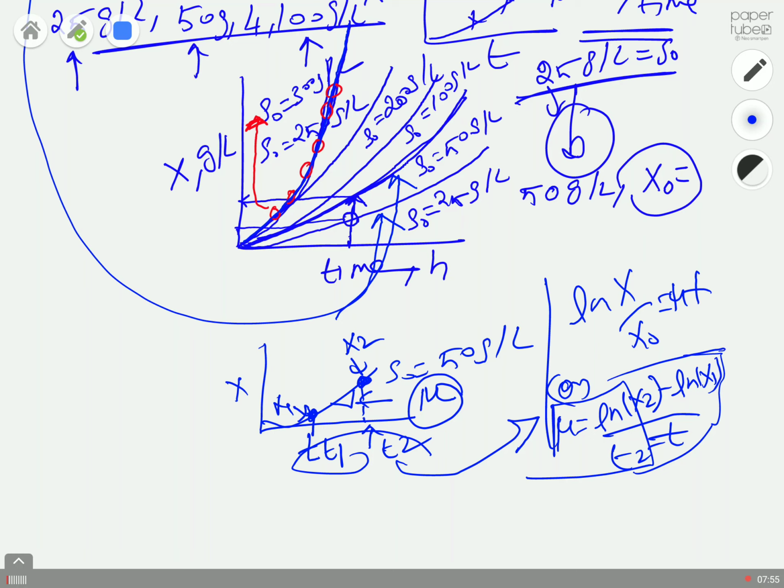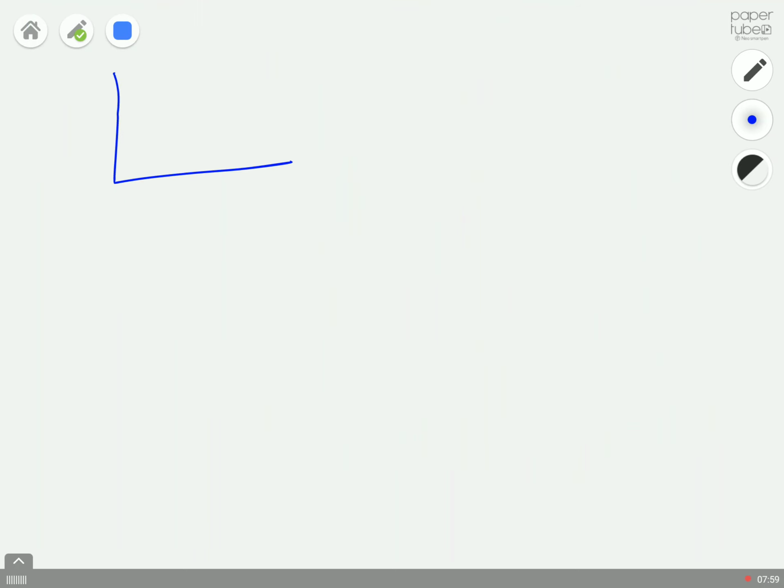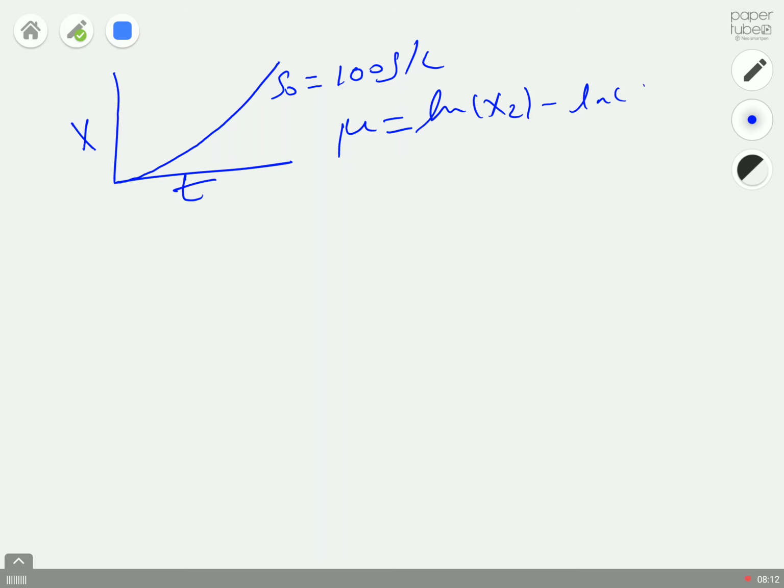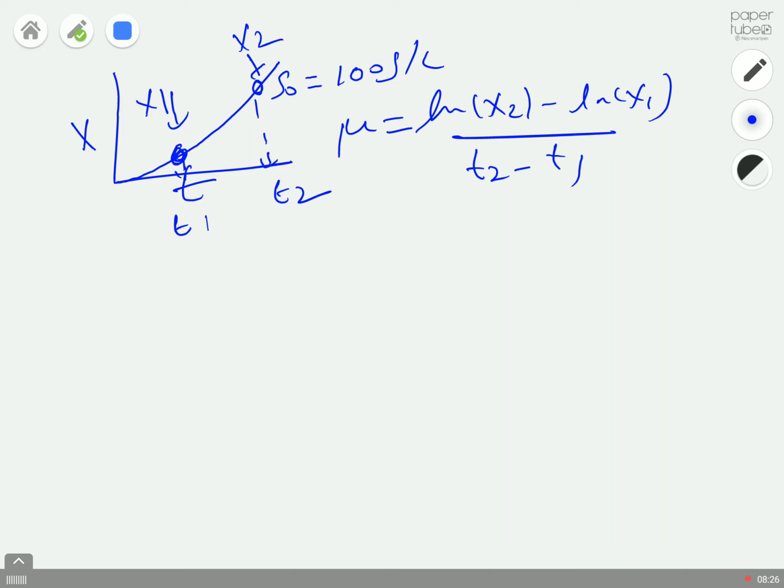And you can repeat the procedure for the next experiment. Say you have time versus microbial concentration. This time you started your experiment with 100 grams per liter. You can apply the same rule, x2 minus ln of x1 by t2 minus t1, and then pick any 2 points, yeah? So this will be your x2, this will be your x1, and then from there you can get t2, t1, and then apply this equation.